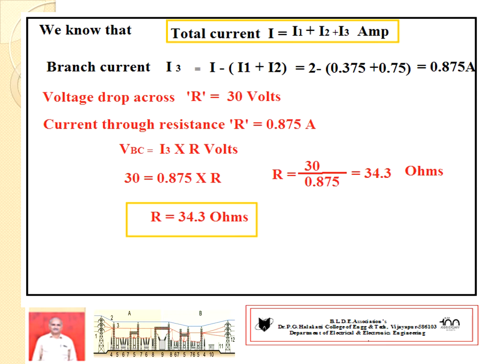Total current I equal to I1 plus I2 plus I3. In similar fashion, applying KCL, you find out the I3 value. Once the I3 value comes, it is the current flowing through capital R. Then the voltage drop across R is 30 volts. Hence, VBC equal to I3 into R. Therefore, it is possible to determine the R value. Finally, it comes to 34.3 ohms, sir.